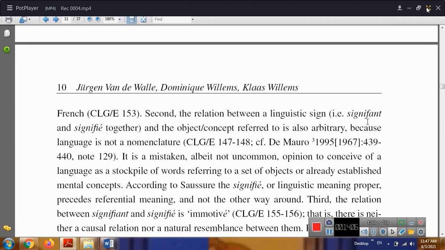Second, the relation between a linguistic sign, signifier and signified together, and the object or concept referred to is arbitrary because language is not a nomenclature.